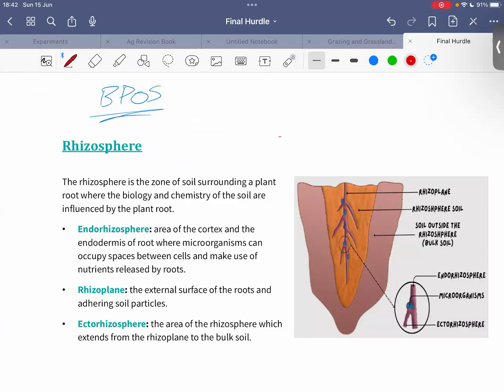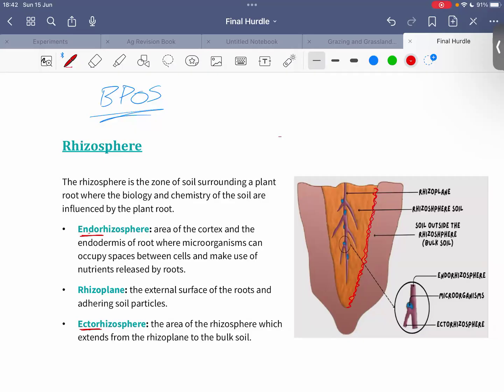Okay, so the rhizosphere. So what is the rhizosphere? I'm not going to tell you a word of a lie. It's a lovely diagram to draw. All you have to do is draw a root and draw an area around it and label it as the rhizosphere. Have these 3 labels. Your endorhizosphere naturally is going to be on the inside. Your ectorhizosphere is going to be outside that. And your rhizoplane is going to be this area here, okay? Between the rhizosphere and the rhizoplane is going to be the area between the rhizosphere and the actual bulk of the soil.